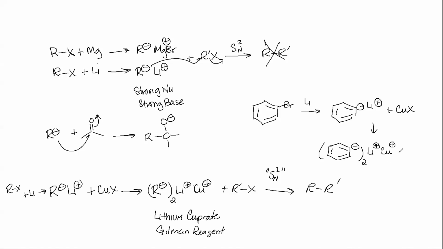And so now we could react that benzene ring with any alkyl halide, and we could add any alkyl group we want to the benzene ring. So the idea here is that the lithium cuprate approach, the Gilman approach, allows us to add any alkyl group we want to the benzene ring.